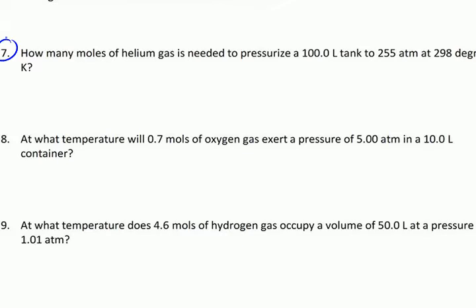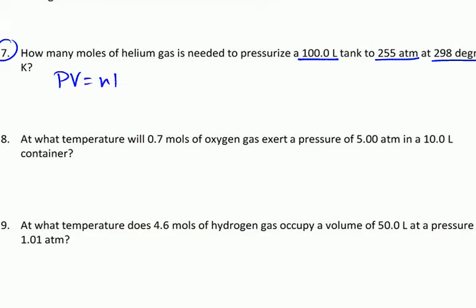Okay, so these are the conditions we want. We have a 100-liter tank, and we want to pressurize it to 255 atmospheres at 290 degrees Kelvin. So how many moles of helium gas do we actually need to achieve those conditions? Notice this has nothing to do with initial or final conditions. We just want to know the properties of some given gas. So we're going to have to use the ideal gas law.